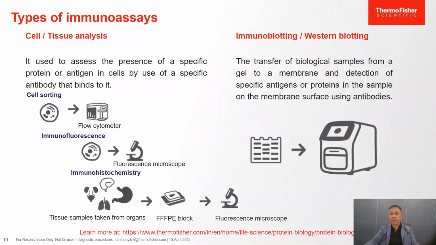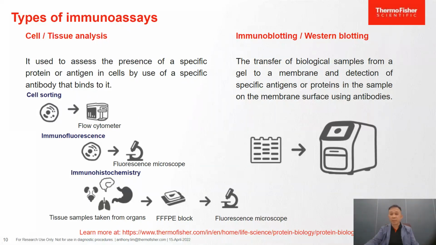Immunoassays are used commonly to detect the presence of a specific protein or antigen in cells or even tissues by using a specific antibody against a target of interest. This permits downstream scientific analysis using methodology such as flow cytometry, immunofluorescence, as well as immunohistochemistry.